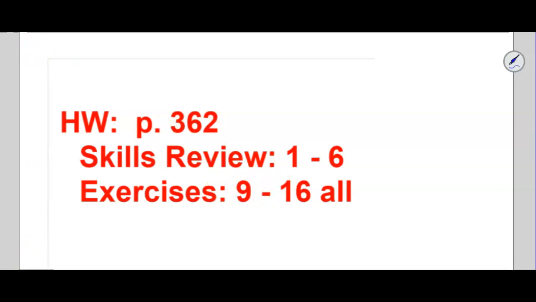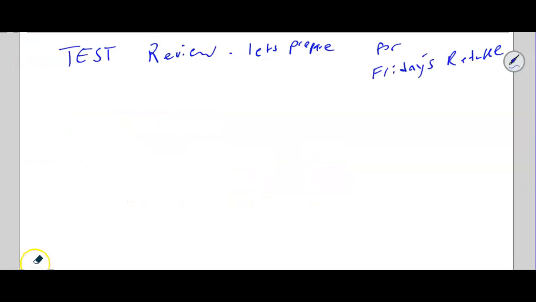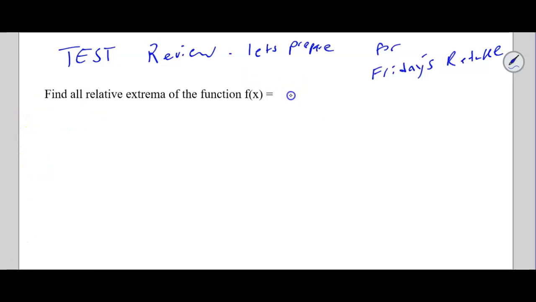Also, I want to cover with you the most missed problems from the test yesterday, because I want to do a retake on Friday. So let's go ahead and do it. The first one said find the relative extremas of f of x equals 4x to the 4th minus 64x cubed plus 4. And then it says use the second derivative where applicable.